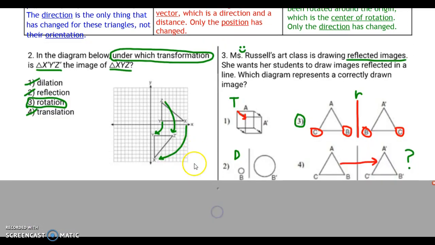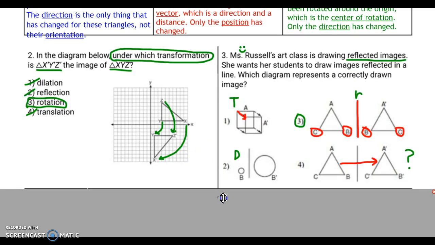Questions 2 and 3 deal with identifying transformations. In this case, we know this transformation is rotation, and it's rotation because we've changed our direction. X was pointing to the right here, and now it's pointing downwards, so it's definitely a rotation. Dilation would mean it's changing sizes. Reflection would mean it's flipping around, changing its orientation. And translation would mean that it's sliding but not twisting at all.